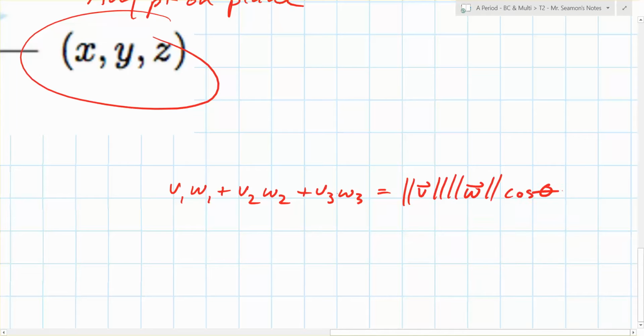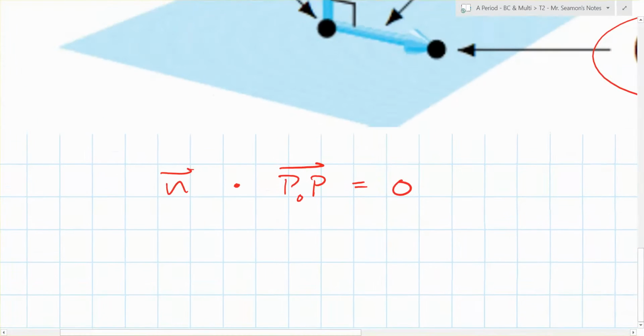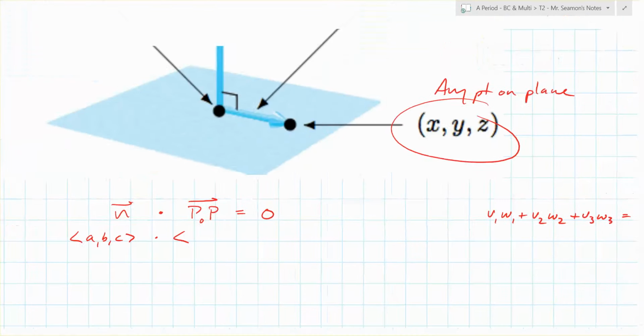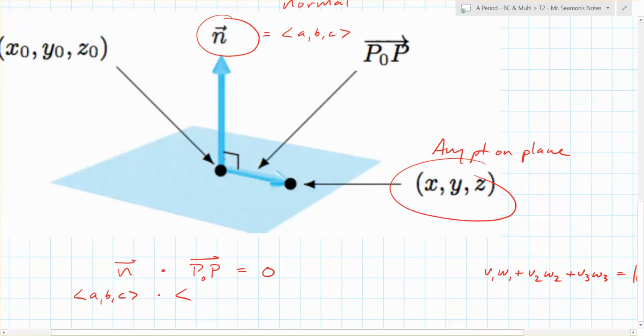What's the only way for the right-hand side to be 0? When theta is pi over 2 plus pi n, or 90 degrees or 270, which would be perpendicular. So that means the only way for this to be perpendicular is for the dot product to be 0. So we go back over here and we have a dot product of 0. But what are the components of n? A, B, C. And what's P? You're going from this point here to this point here.